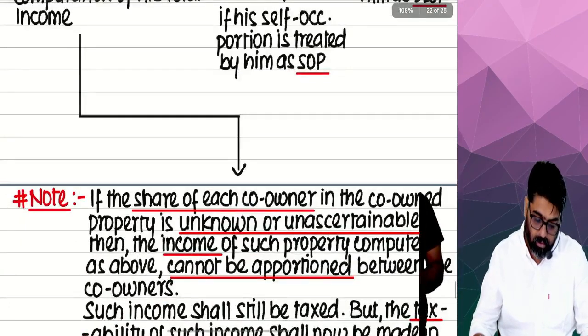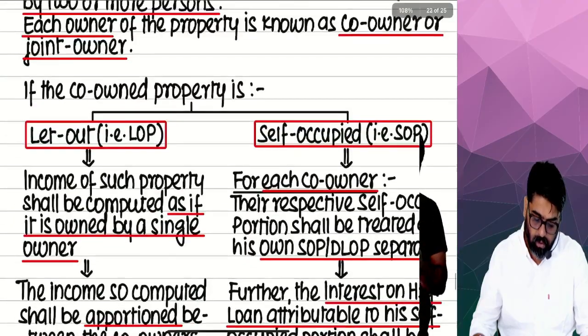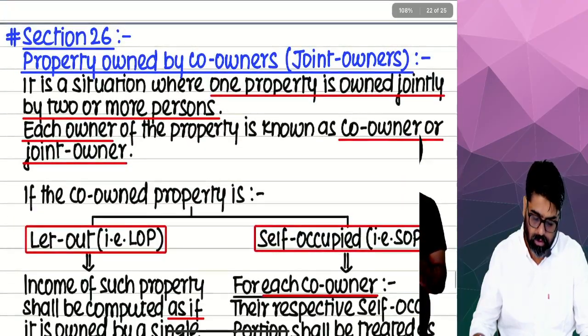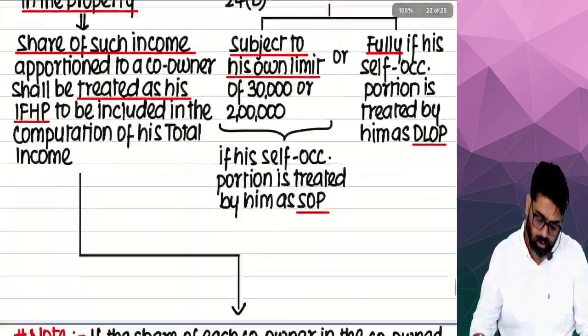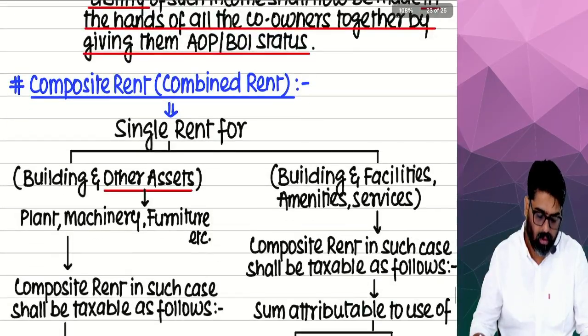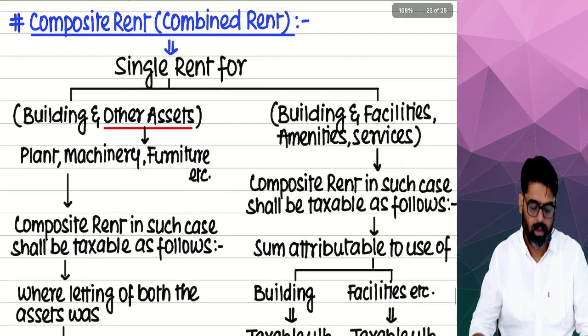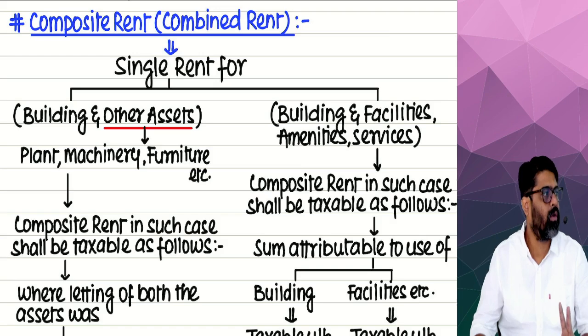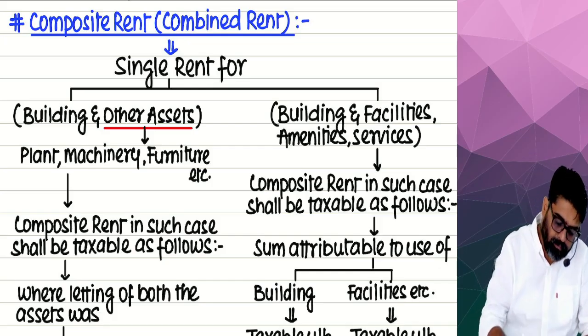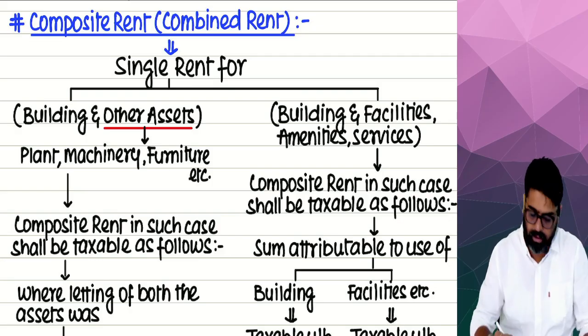Okay. So, yesterday we completed the concept of co-ownership, right? And we solved a few questions also. Today, all the questions we have solved are from the house property chapter. Two concepts are remaining: composite rent and deemed owners. We are going to finish these, and then we are going to start with salaries. Okay, the concept of composite rent.